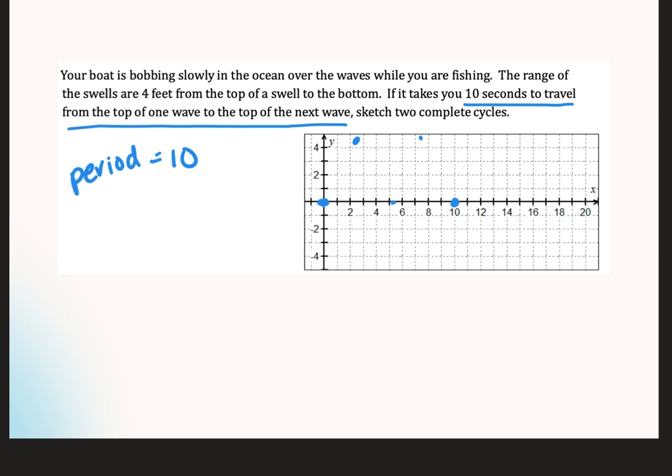This would still be a bottom and a top at 4. This is still a swell of 4. So it could look like that. I could also say that the height of my wave is actually at 0, and I could go down to 4 and then back up to 10. That's still right, because that's still a swell of 4.